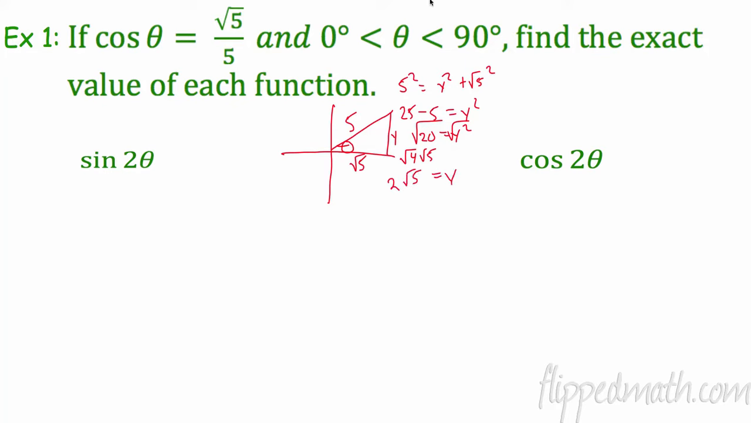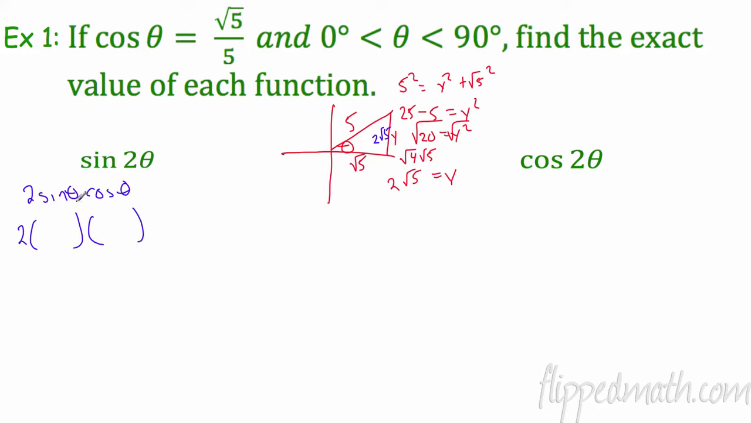So we now know that this sine component here is going to be 2 radical 5, our y value. So let's find sine of 2 theta. Again, our double angle formula is 2 sine theta times cosine theta. Now remember, I'm going to plug in some values here. I'm not plugging these into my calculator.